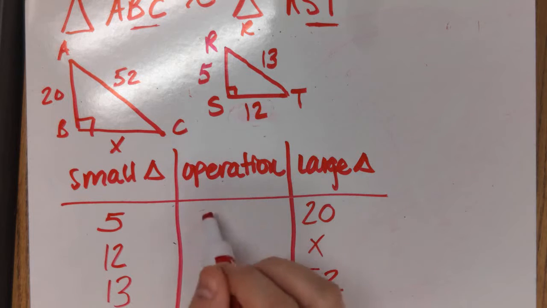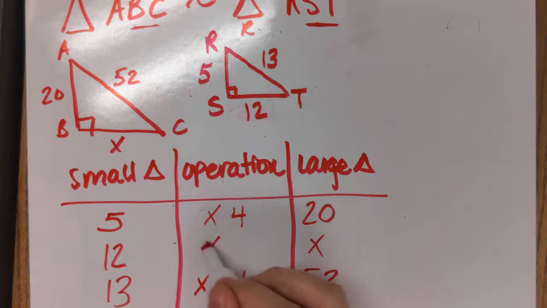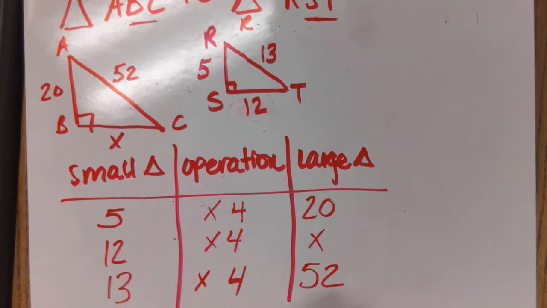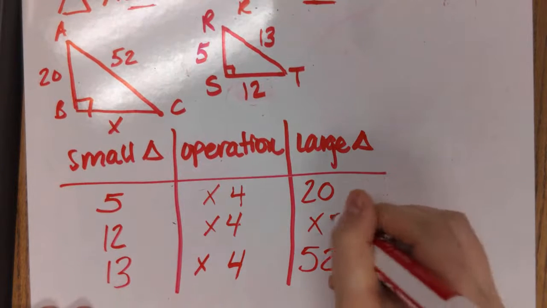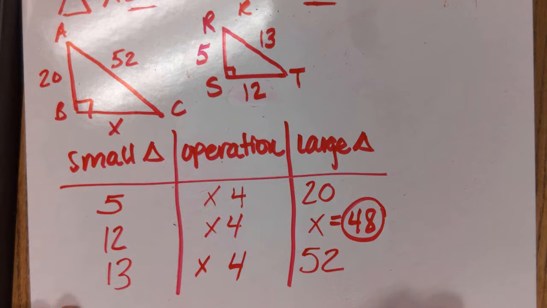And I can see that I can multiply 5 times 4 to make 20, and 13 times 4 makes 52. So to find X, I can take 12 and multiply it by 4. So 12 times 4 is equal to 48. So my solution is 48 units.